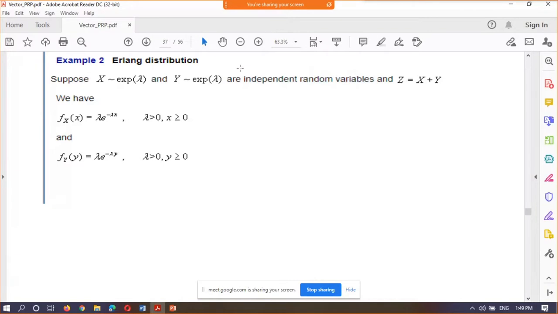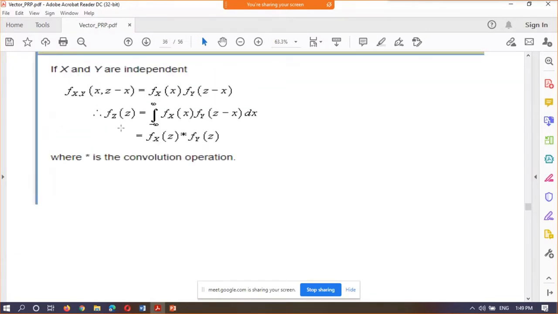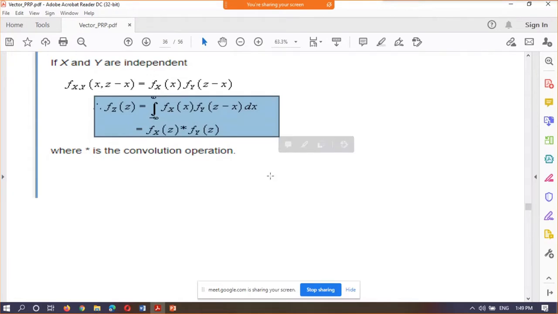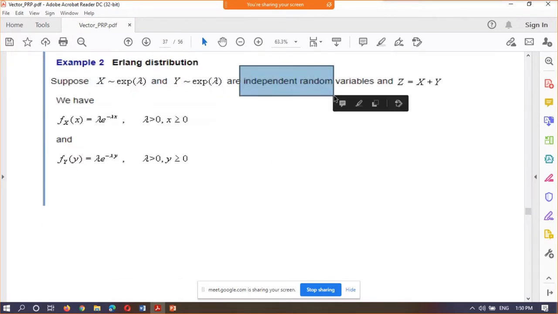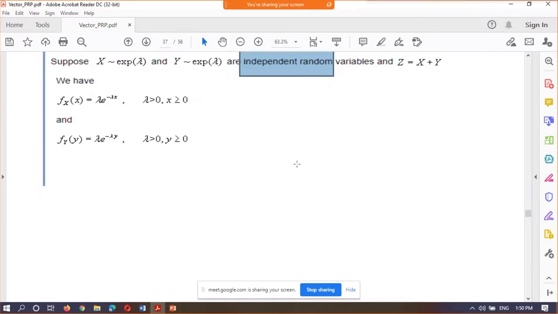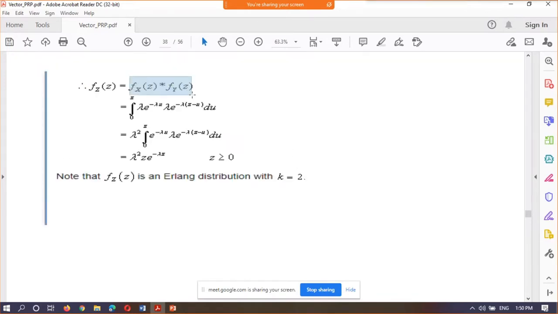If they are independent, then we can use this formula to calculate the density function of Z. If it is not independent, then we have to use another one. Because they are independent, you use this convolution formula to calculate the density function of z, where z is X plus Y. The convolution is defined as the integration of lambda e raised to power minus lambda z, like this, and after integrating you will get this.